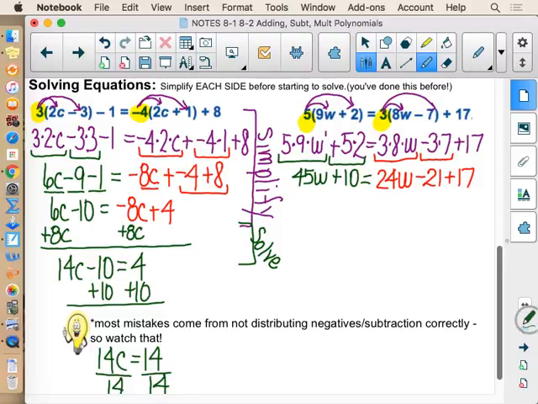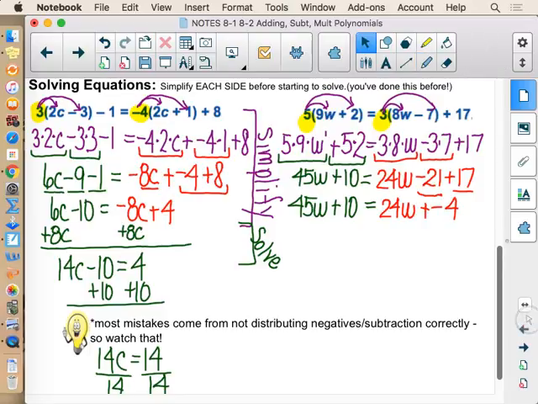So 45W plus 10, they are not like terms. So therefore, I can't combine them, and they just need to stay until I start solving. One has the variable, one does not. On the other side, however, the 24W's are the only variable term, but I have a minus 21 and a plus 17, so they combine to make negative 4.